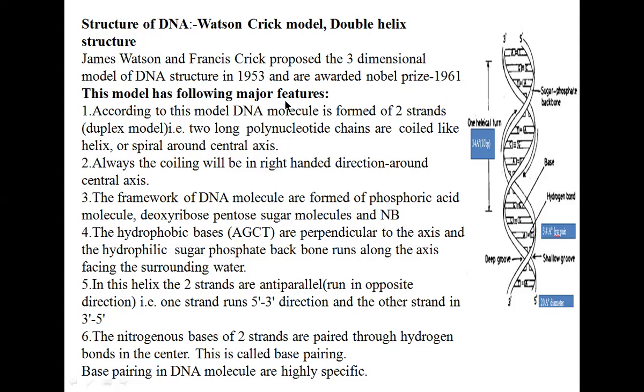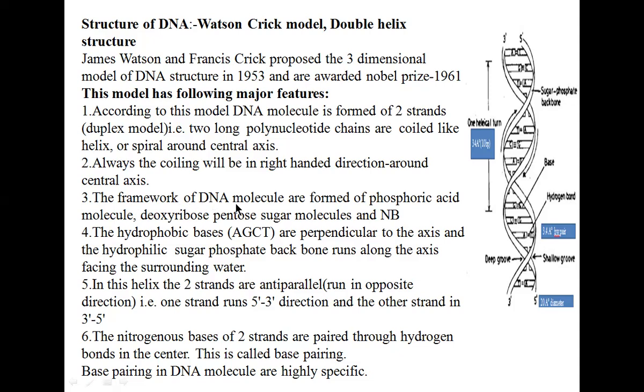This model has the following features. The first one: according to this model, the molecule is formed of two strands, that is a double helix, two long polynucleotide chains which coil like a helix or spiral around the central axis. Second point, the coiling is always in the right-handed direction around the central axis. This can also be known as the B form of DNA, a right-handed helix around the central axis.